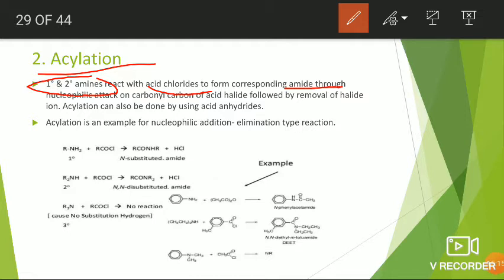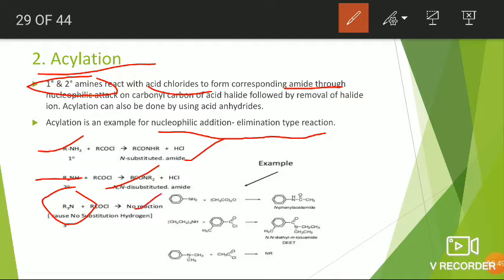If you observe the reaction, it is a nucleophilic addition-elimination type reaction. The primary amine undergoes acylation with acid chloride to form N-substituted amide. The secondary amine undergoes the same type of acylation reaction with acid chloride to form N,N-disubstituted amide. But the tertiary amine doesn't undergo acylation with acid halide due to lack of hydrogen. So there is no reaction with tertiary amine.